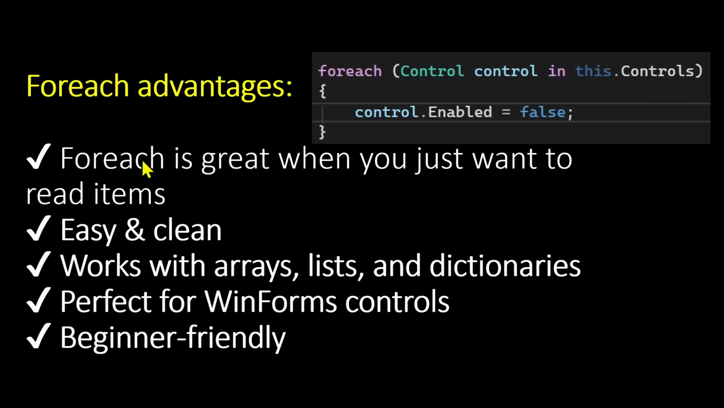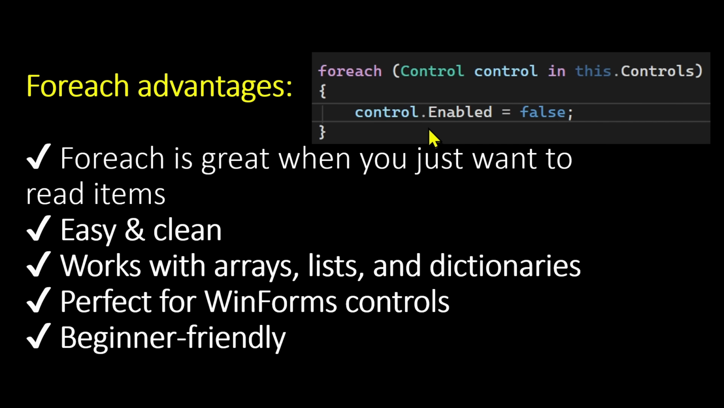In summary, for each is simple, practical, and works with arrays, lists, or form controls. You can loop through items to disable controls, clear fields, or process list box items, all with clean code. Why is it clean code? We are not playing with any index positions. Simply, we are getting an item from the collection and we are performing relevant actions. No incremental position handling, no array positions, nothing at all. It's readable, and good for beginners as well.